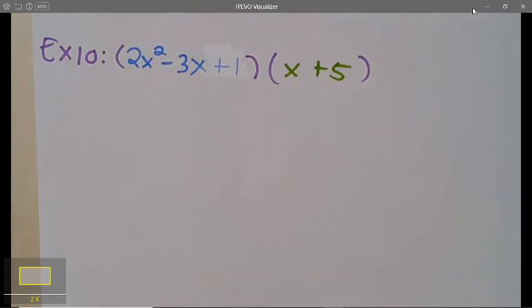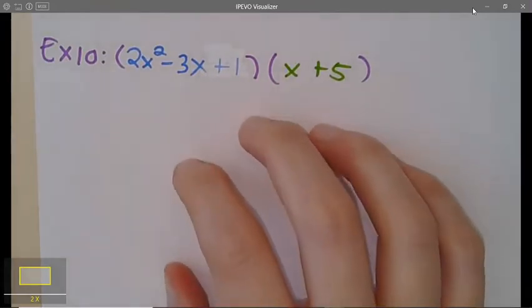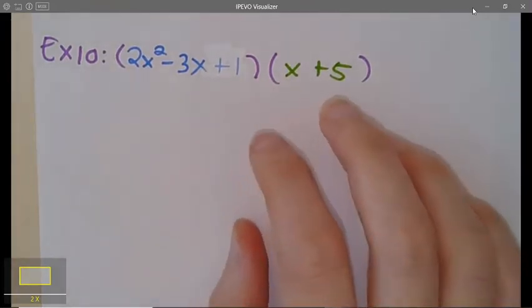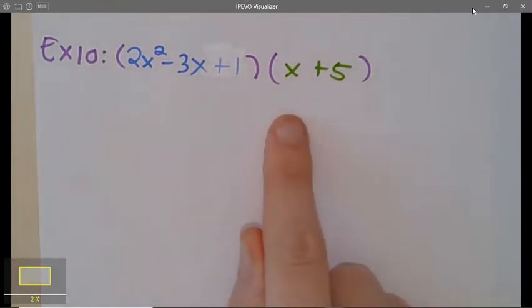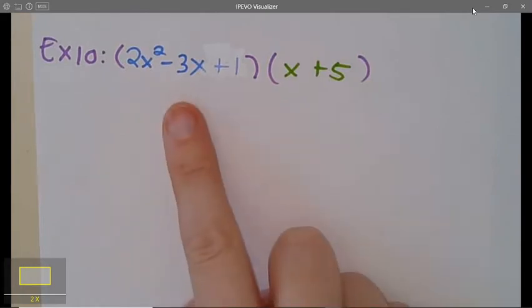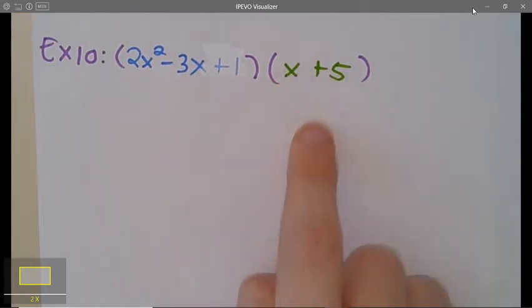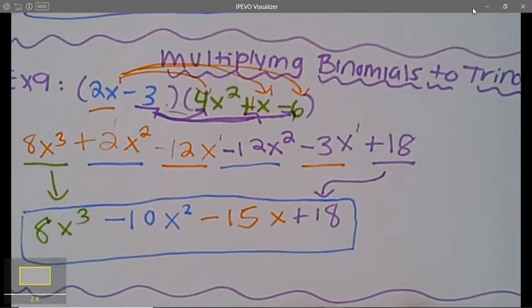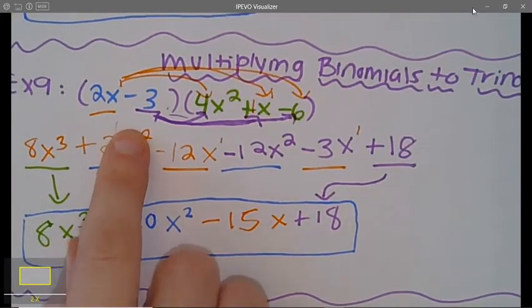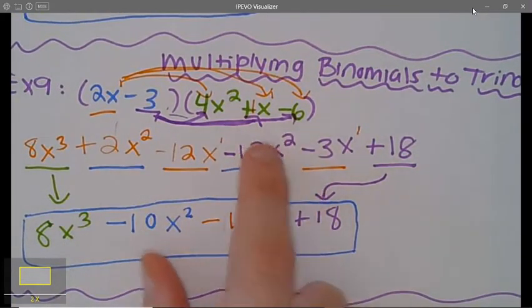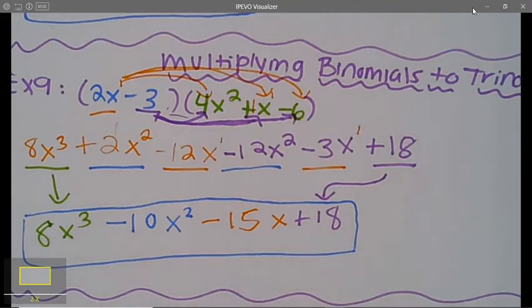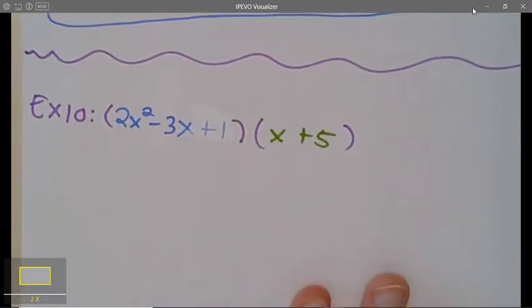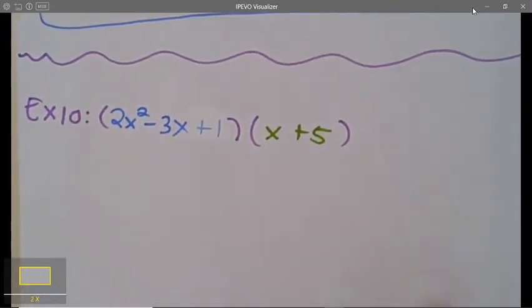Okay, everyone, we're now going to get going on our final multiplying problem, which, if you notice, looks a little bit different than the last one. In this one, we have a trinomial multiplied to a binomial. In the previous example, we had a binomial multiplied to a trinomial. But don't you guys worry. We are doing the same exact thing.